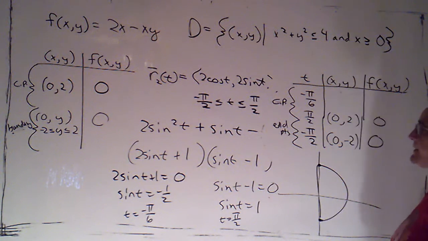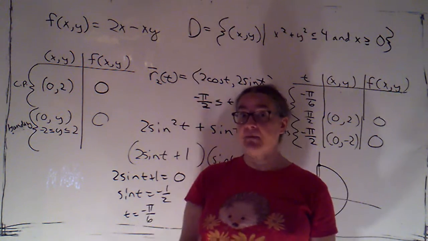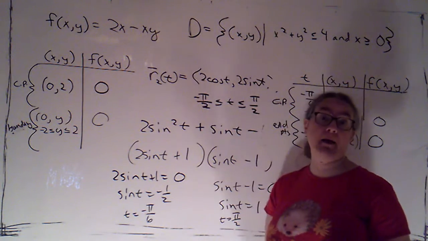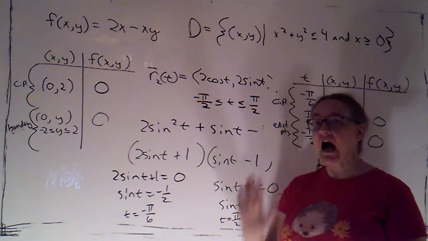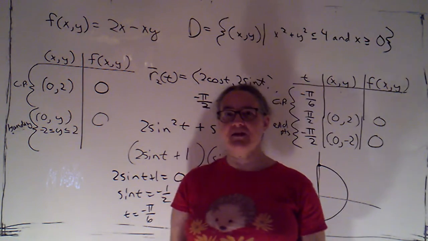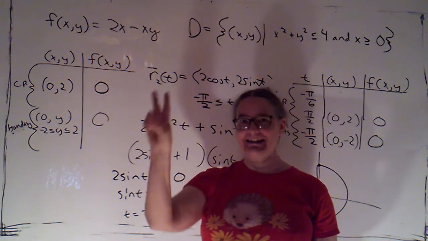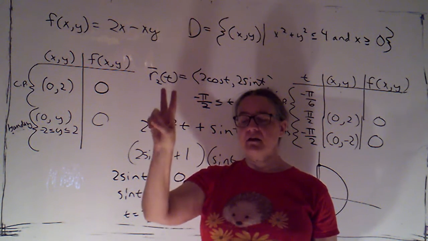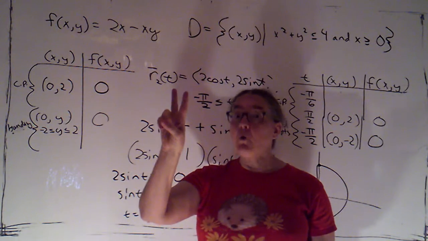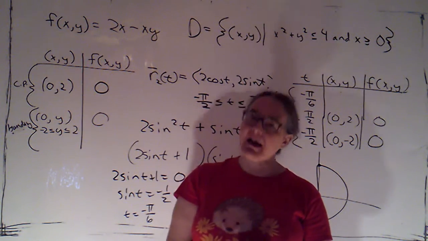But if I didn't write them on this table, I would have to say the reason I'm not checking my endpoints is because I already did. I am not a mind reader. On every portion of the boundary, you have to check two types of points, critical points and endpoints. That means you have to do that, or if there's a reason that you don't have to do it, like I already did, you have to say that.